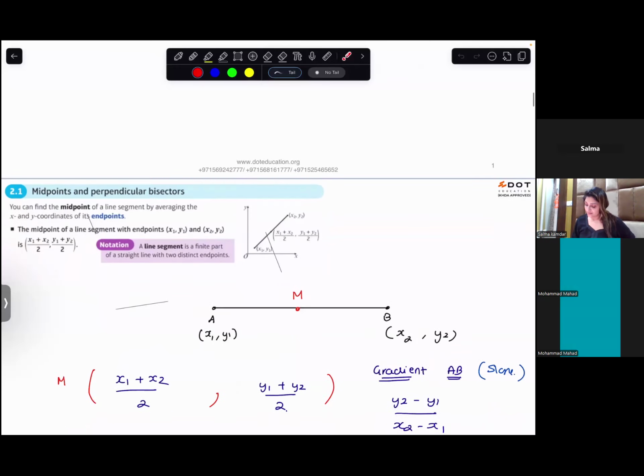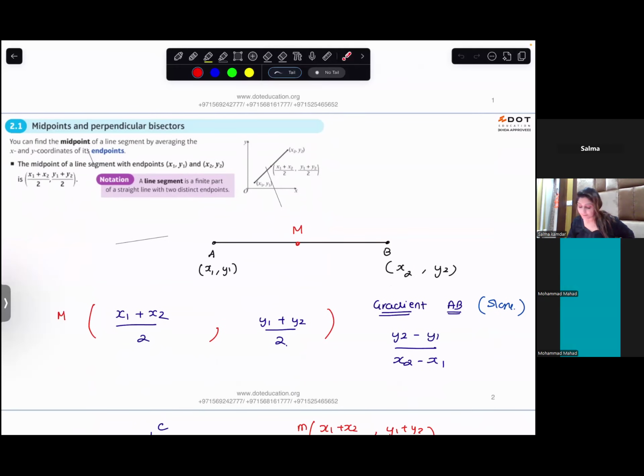x1 plus x2 divided by 2. When we had something related to midpoint and perpendicular bisector, I have A and B. M is the midpoint. A has coordinates x1, y1, B has coordinates x2, y2. To get the coordinates of the midpoint, what will you do? x1 plus x2 divided by 2, y1 plus y2 divided by 2. The gradient of line AB is y2 minus y1 divided by x2 minus x1.